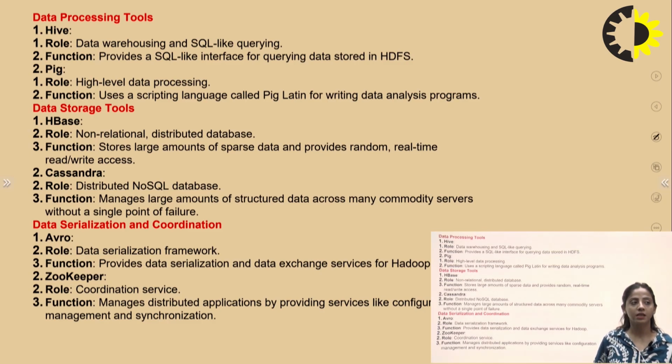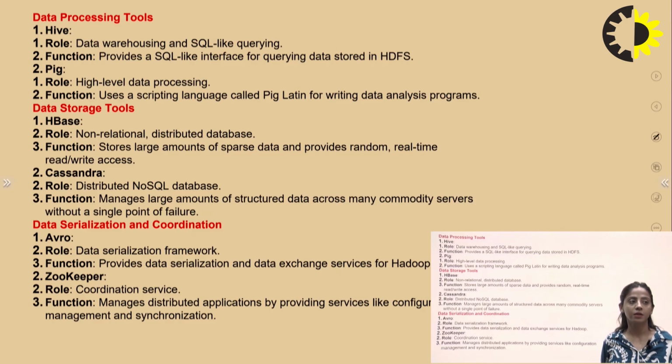Now here are some data storage tools. First is HBase. HBase performs the role of a non-relational distributed database. The function of HBase is that it stores large amounts of sparse data and provides random, real-time read-write access. Cassandra performs the role of a distributed NoSQL database, and its function is to manage large amounts of structured data across many commodity servers without a single point of failure.